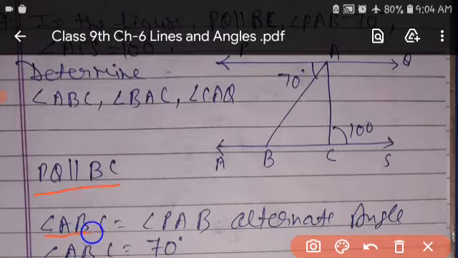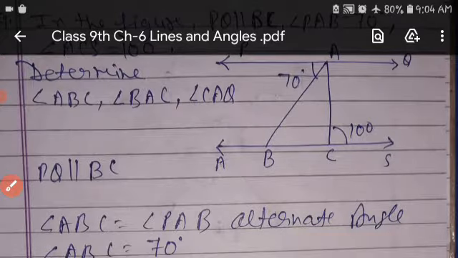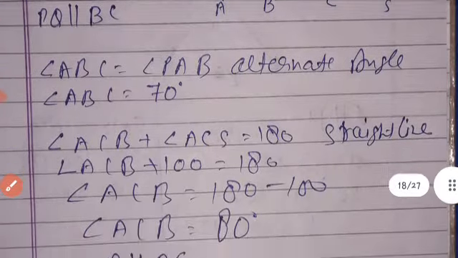Angle ABC and PAB are alternate angles, so angle ABC is equal to 70 degrees. Now the interior angle is equal to 80.